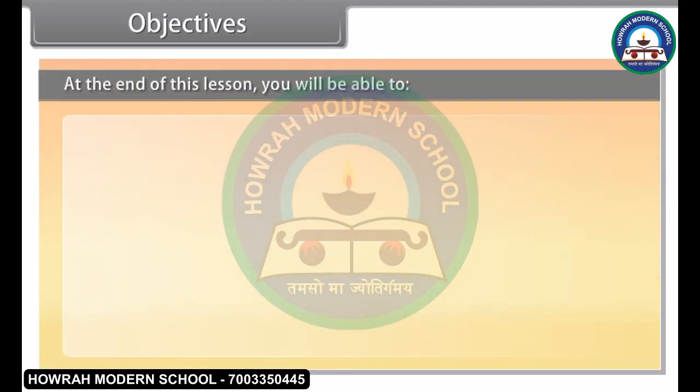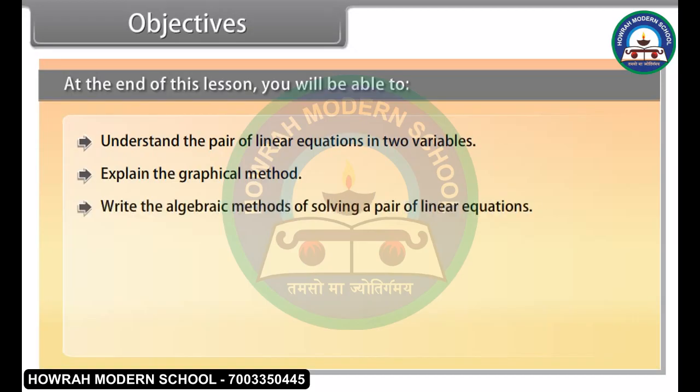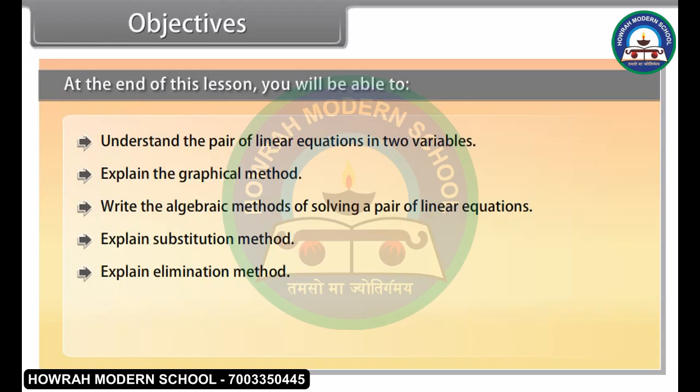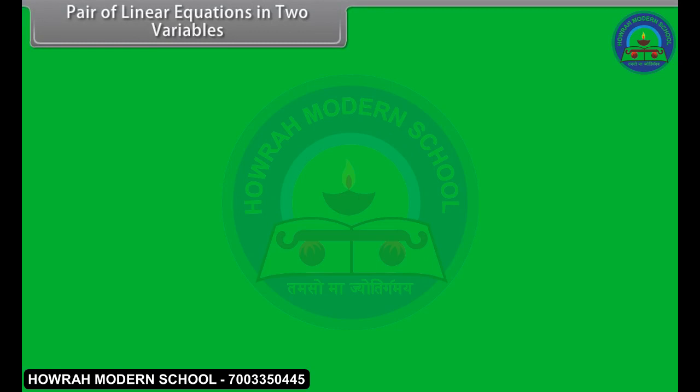Objectives. At the end of this lesson, you'll be able to understand the pair of linear equations in two variables, explain the graphical method, write the algebraic methods of solving a pair of linear equations, explain substitution method, explain elimination method, explain cross multiplication method, explain the equations reducible to a pair of linear equations in two variables.